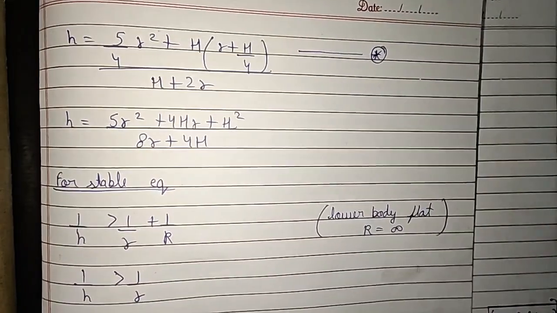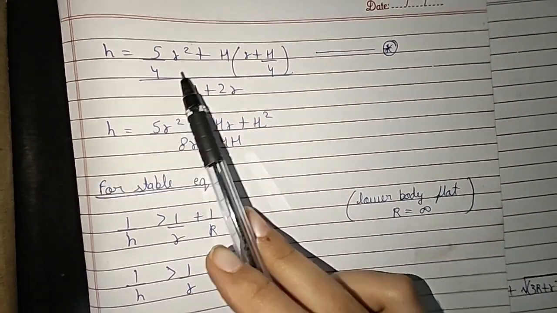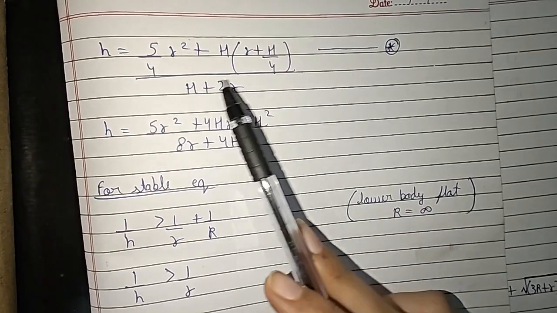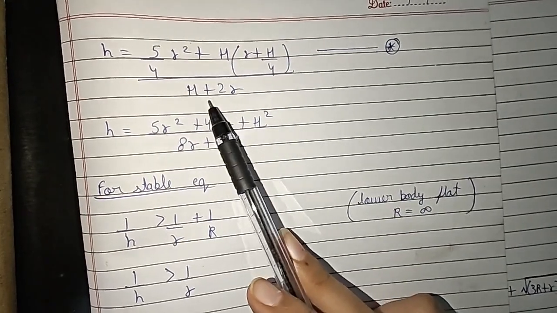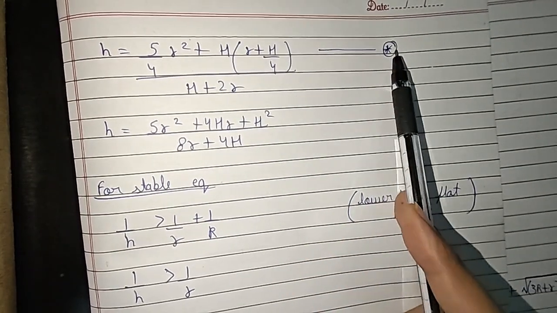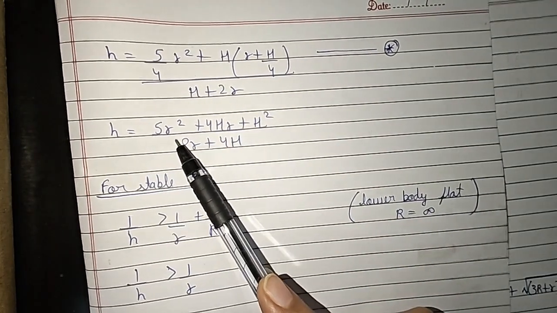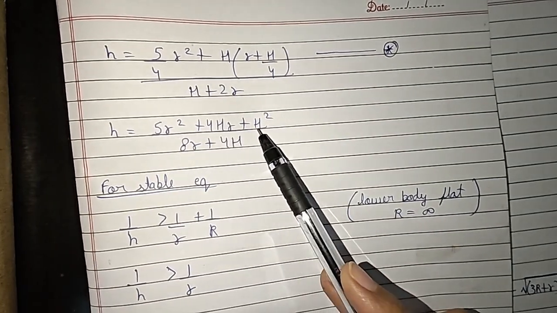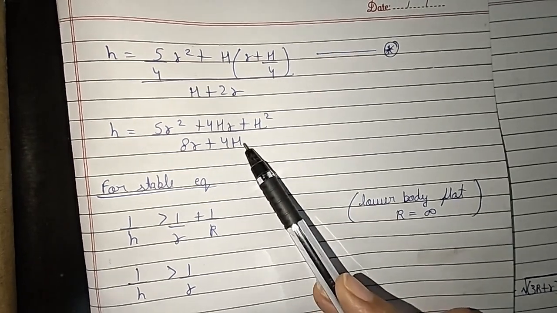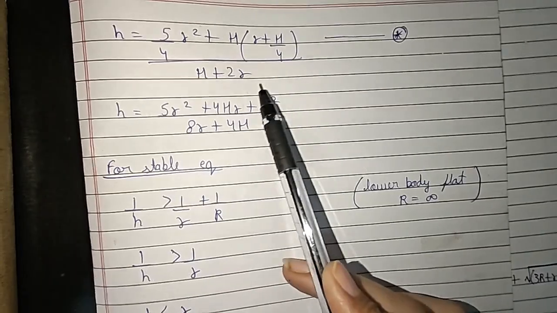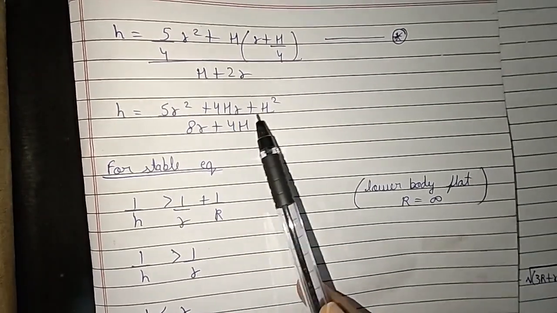So further we will solve it. We will get H equals (5 upon 4 r square plus h r plus h square upon 4) whole upon (h plus 2r). We will consider this as equation star. Now H equals (5 r square plus 4 h r plus h square) upon (8 r plus 4 h). So we take this denominator up, and the value of H will become this.